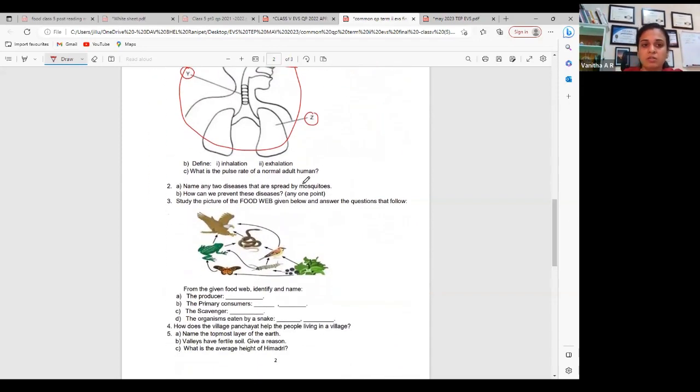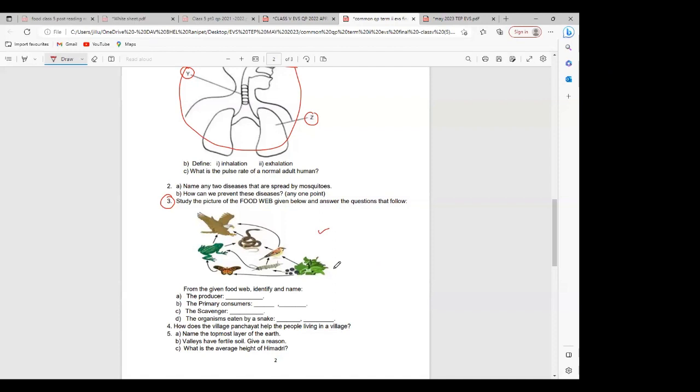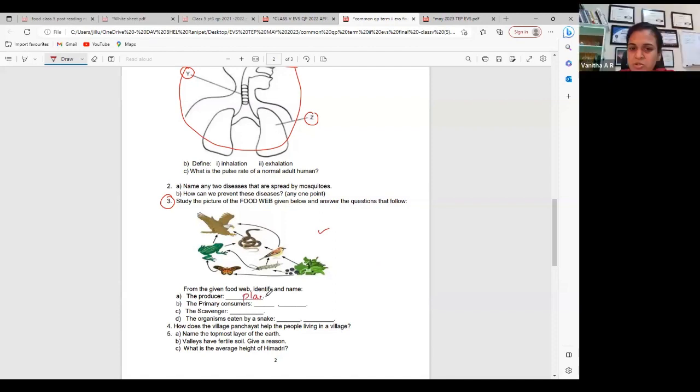Again, there is this question. Study the picture of the food web given below and answer the questions that follow. So this is the picture. And the question is, from the given food web, identify and name the producer. Teachers, plants. Of course, there's no other option for it. It is the plant. The primary consumer: I have given here 2 dashes, so I'm expecting 2 answers here.